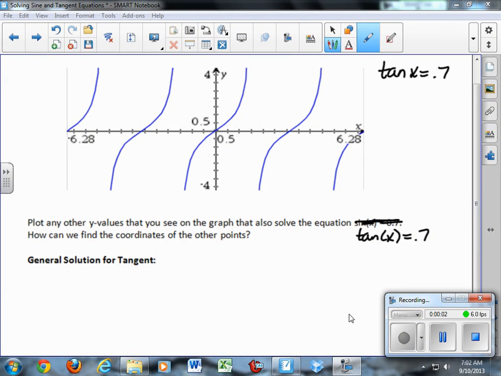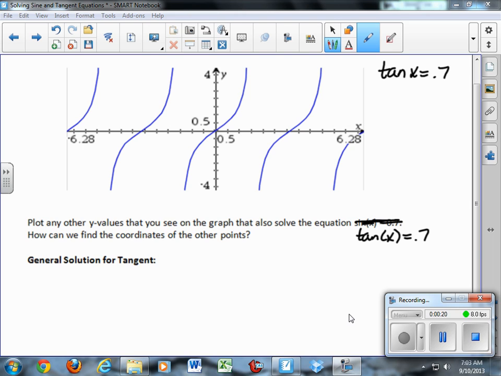Now we're going to solve a tangent equation. You may have noticed that solving a sine equation was a little bit more complicated, or less intuitive maybe, than solving a cosine equation, so maybe you're thinking, oh, tangent's going to be the hardest of all. No, tangent's a piece of cake. Easy peasy lemon squeezy. You won't have any trouble with tangent.